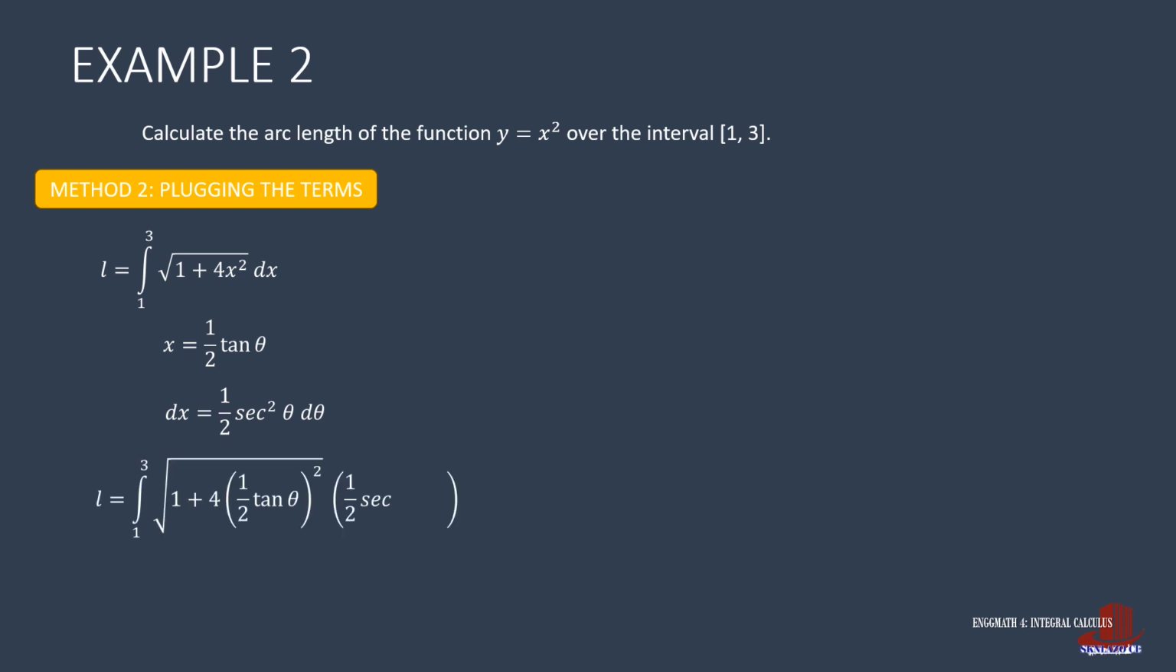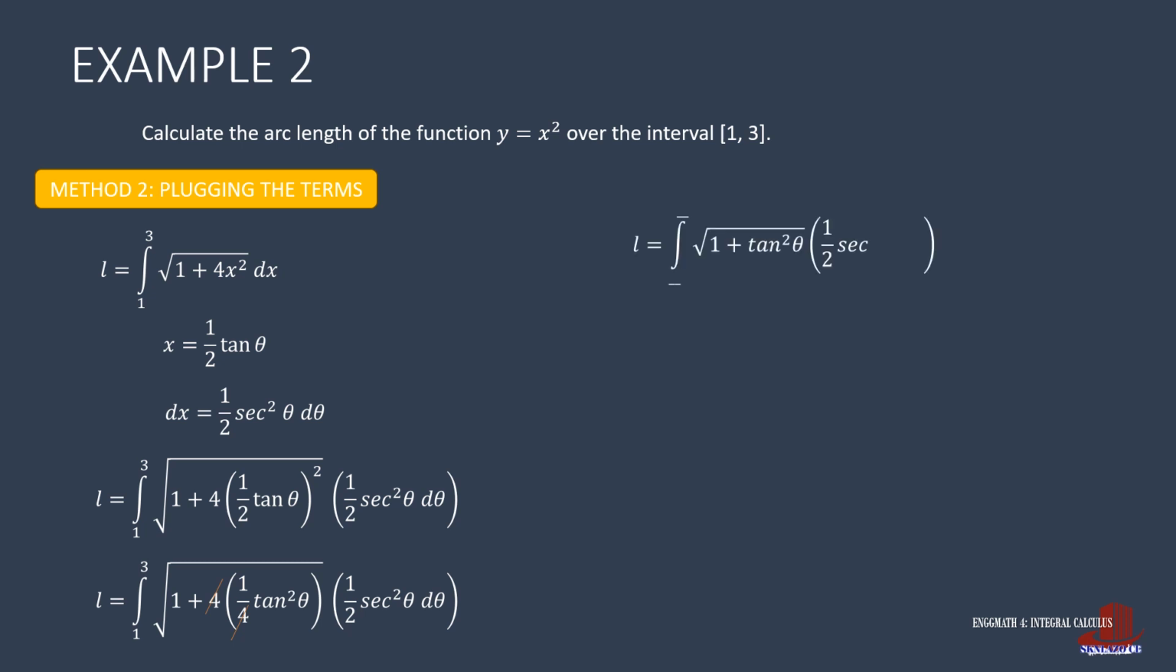Simply substitute these equations into the original function. So the radical covers 1 plus 4 times x squared, which we change into half of tangent theta. Then insert dx, which is half of secant squared theta d theta. Expand the quantity with square, and the integral becomes the root of 1 plus 4 times a quarter of tangent squared theta. The derivative still remains the same. Cancel out the 4's and have the function reduced into the root of 1 plus tangent squared theta times 1/2 of secant squared theta d theta.